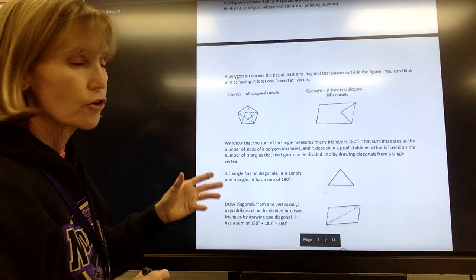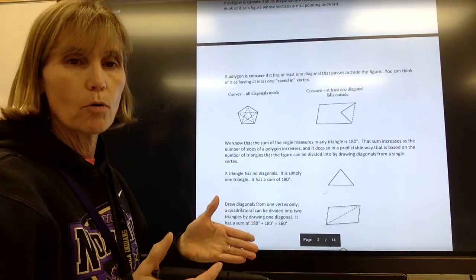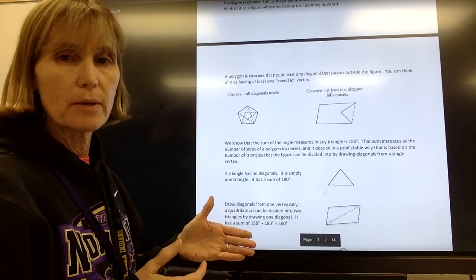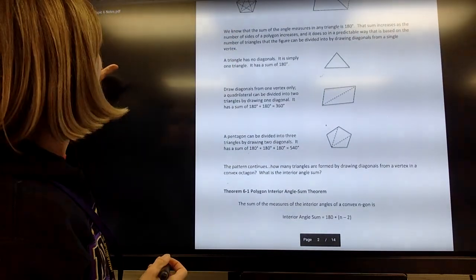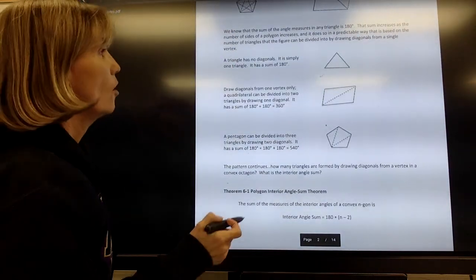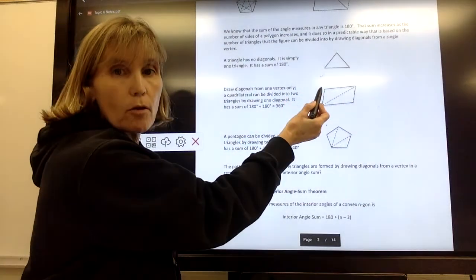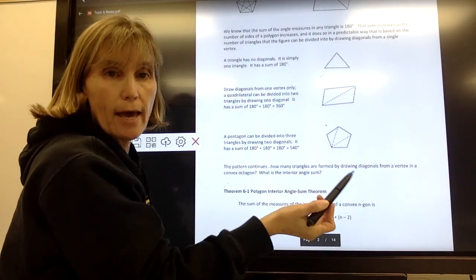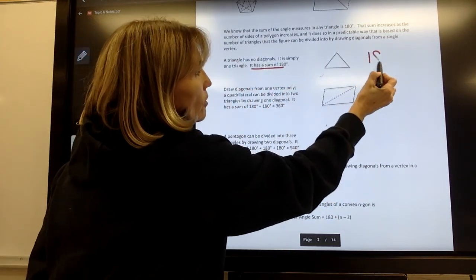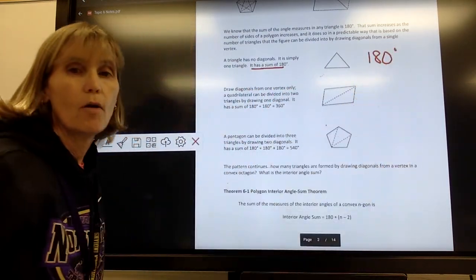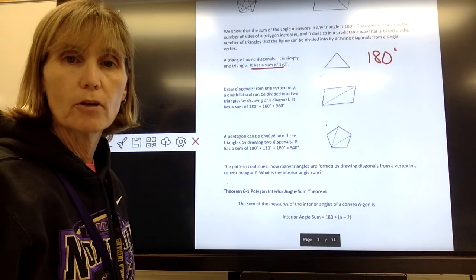Okay, now what you're going to do is you're going to figure out what all of the angles added up inside the figure are going to equal. And one thing that we've already learned first semester was that when we have a triangle, what do all 3 angle measures add up to? Okay, well, you're right. All 3 angle measures of a triangle add up to 180 degrees. We learned that early on.